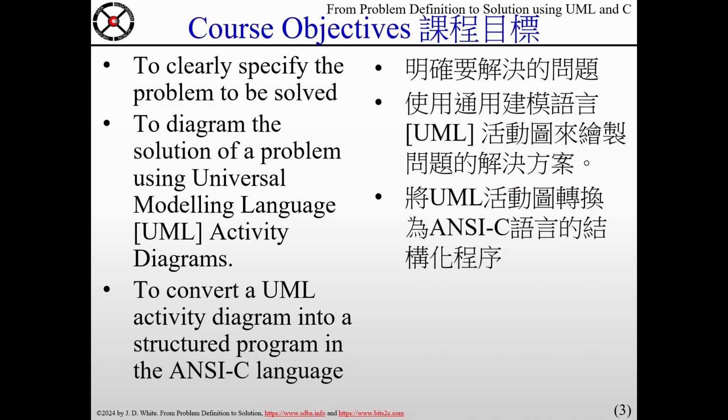The second objective is to be able to diagram the solution of a problem using Universal Modeling Language, UML, activity diagrams. In other words, once we understand the problem we need to solve, we need to think through an algorithm or a way of solving it. And one way of doing that is Universal Modeling Language. And finally, the third goal is to be able to convert a UML activity diagram into a structured program in ANSI C language. Okay, just 3 goals for this course.